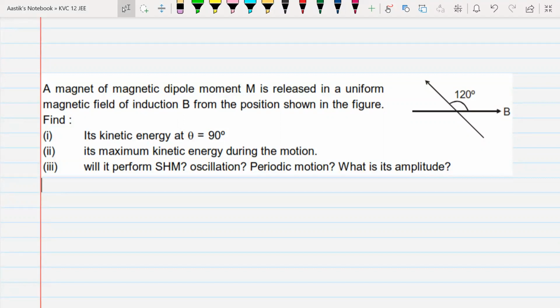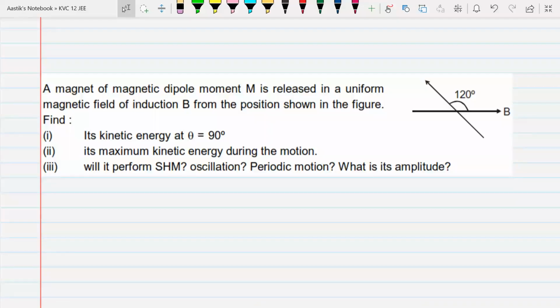A magnetic dipole moment M is released in a uniform magnetic field B from the position as shown in the figure. Find its kinetic energy at theta equal to 90, its maximum kinetic energy during the motion. Will it perform SHM or oscillation or periodic motion? What is the amplitude of the same? I'll give you 2 minutes to give me the answer. Everyone has understood the question, yes or no? Yes, sir. You have 2 minutes to give the answer.